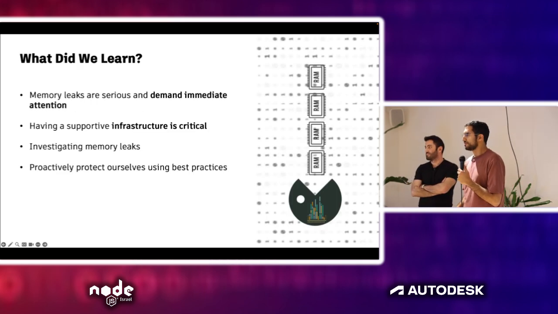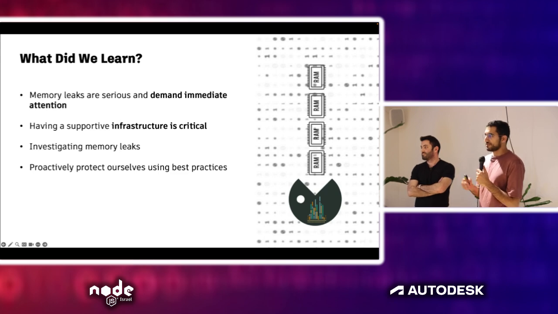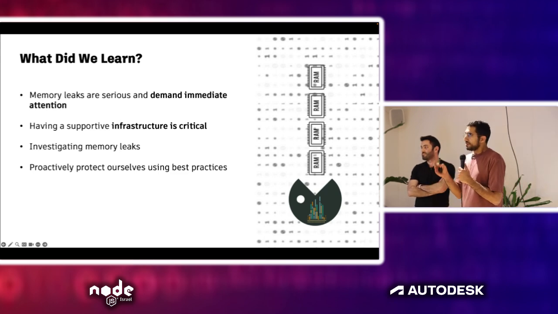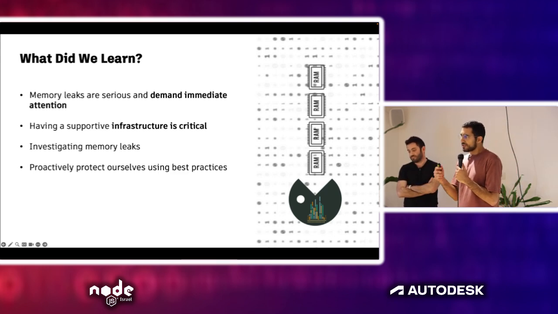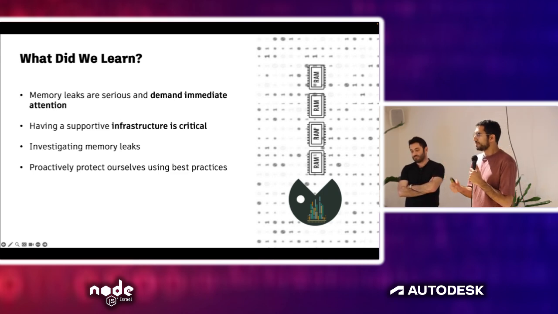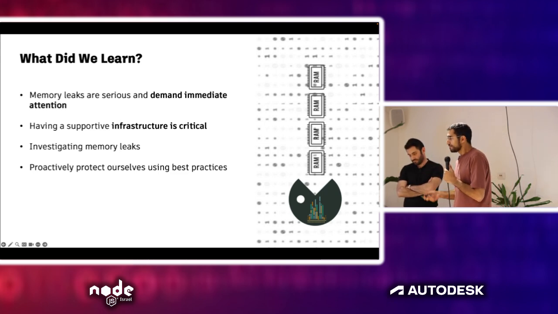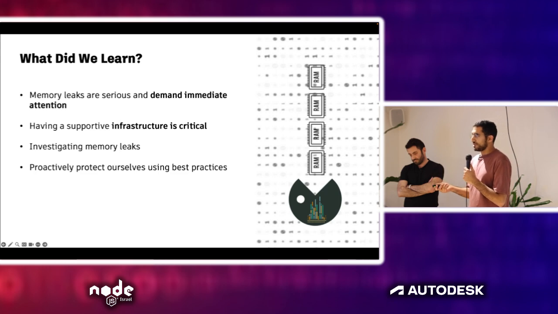So what did we learn from this? We learned that memory leaks are extremely invasive. They also demand our immediate attention. We need to understand that we need to have infrastructure that supports us. So if we have monitoring tools that support us, it will be extremely easy to investigate the problem. And what we understood is that we now know how to investigate memory leaks and how to proactively protect ourselves by using the 3 practices that we had.